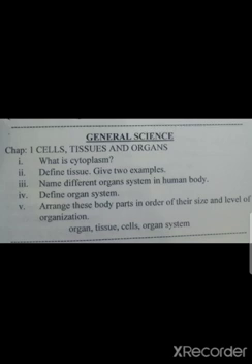Now students, let us discuss your work from home, that is the June task 2021. That is chapter number 1, cells, tissues and organs. So here you have 5 questions. Question number 1 is what is cytoplasm? 2 is define tissue, give 2 examples. 3, name different organ systems in the human body. 4, define organ system. And number 5 is arrange these body parts in order of their size and level of organization: organ, tissue, cell and organ system. So you have 5 questions for your June task.